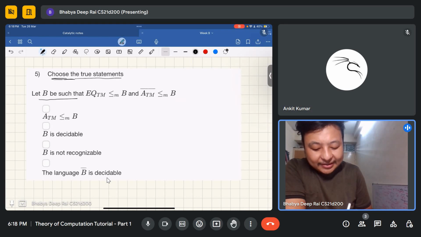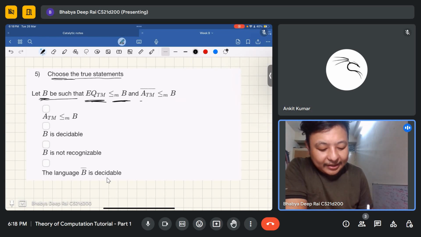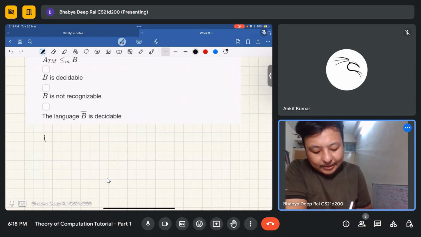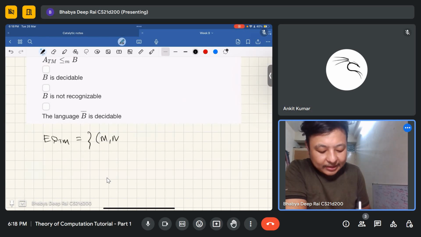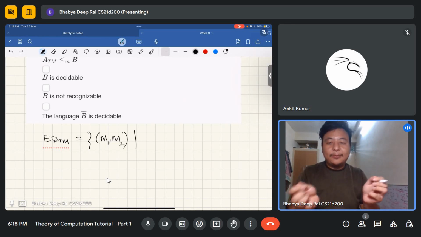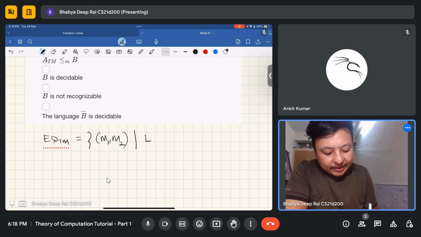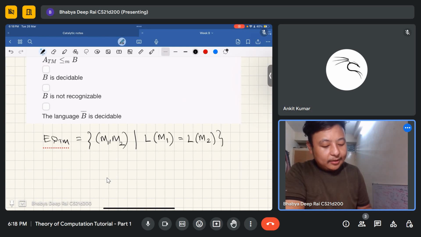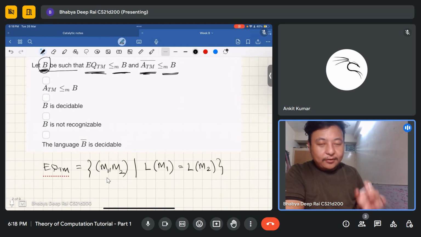Let B be such that EQTM reduces to B and A bar TM reduces to B. B is a language. What is EQTM? EQ stands for equal. Equal Turing machine is the set of pairs of Turing machines M1 and M2 such that the language of M1 is equal to the language of M2. In other words, it's the pairs of Turing machines whose languages are identical.